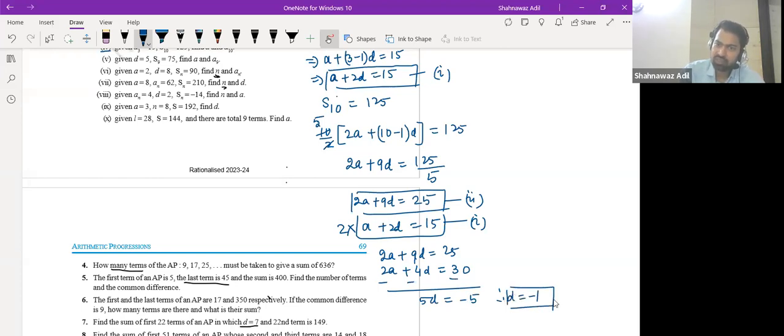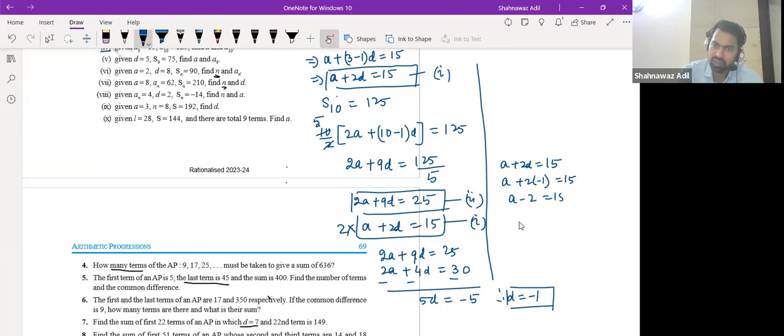And if your D is minus 1, then you can put it in the first equation. So A plus 2D is equal to 15. So A plus 2 into minus 1 is 15. So A minus 2 is 15. So A is 17. Right, Rifa? Okay.